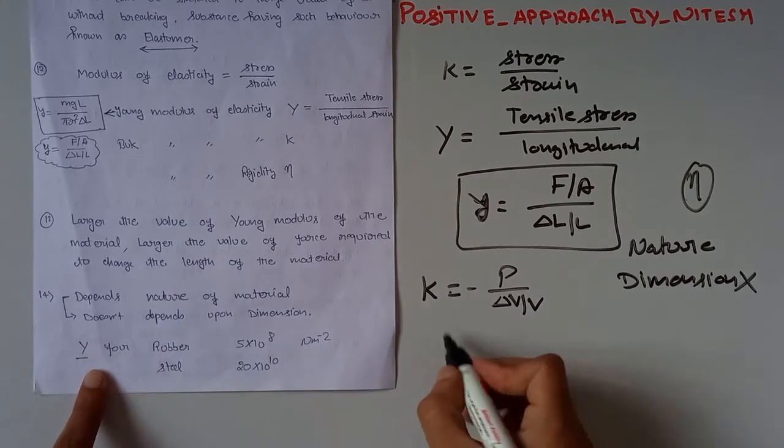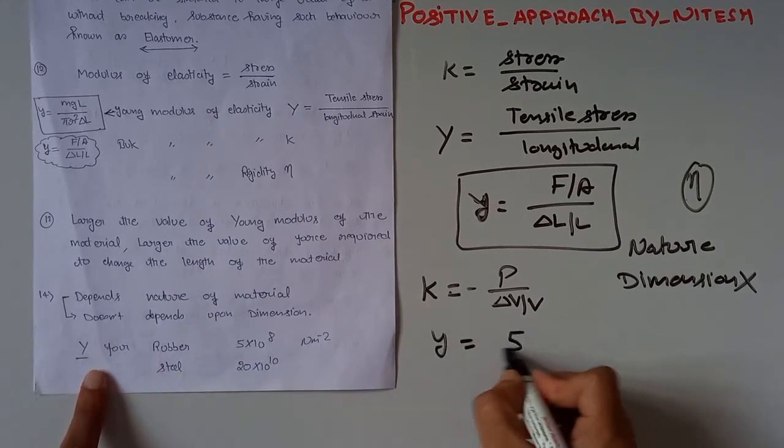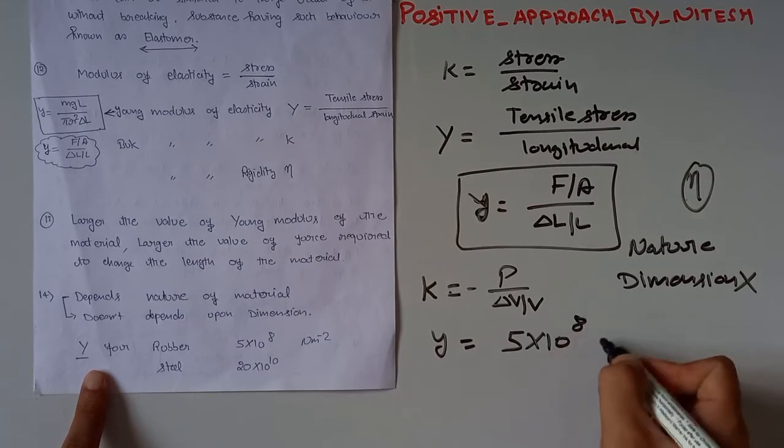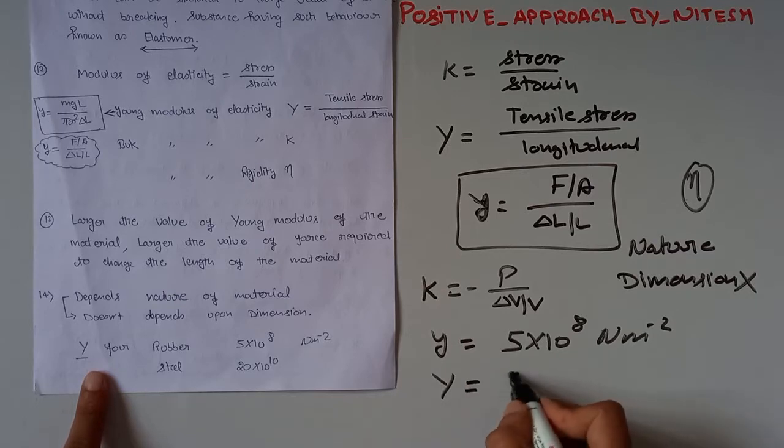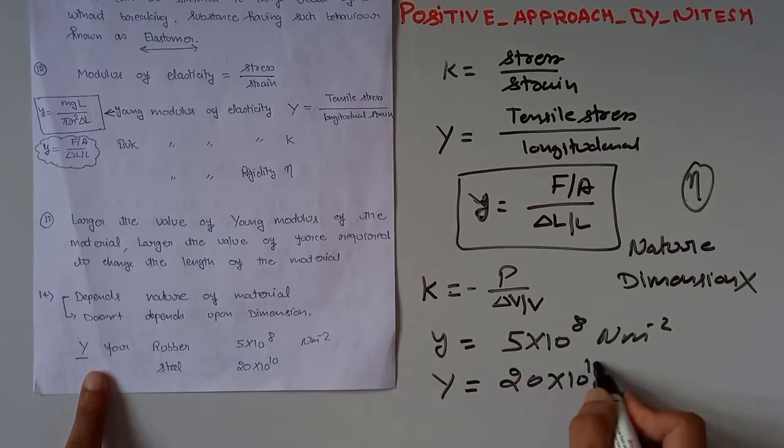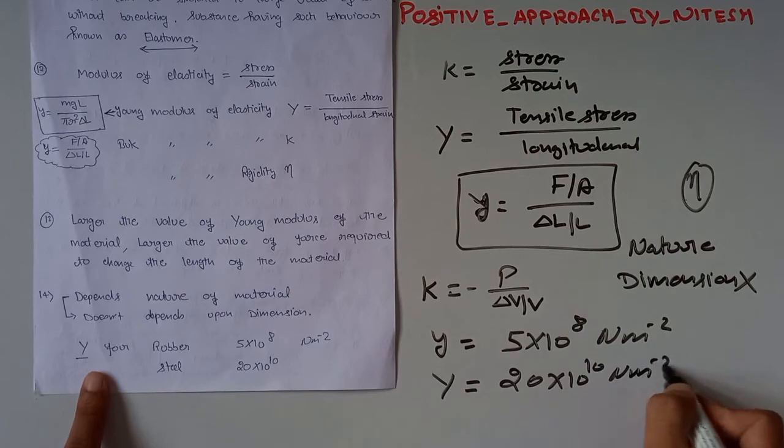And the Young modulus Y for rubber is 5 into 10^8 Newton meter^-2, and for steel the Young modulus of elasticity is equal to 20 into 10^10 Newton meter^-2.